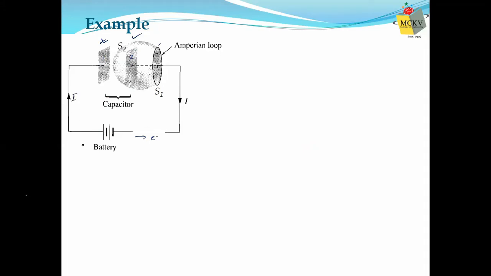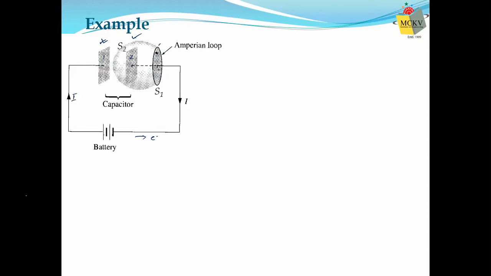But between the two plates of the capacitor, no charge flows because there is no path. There is no conductor in between. In between the two plates of the capacitor, there is no wire. So charges cannot flow. No doubt. Now, if you can draw an Ampere loop here, this is an Ampere loop.